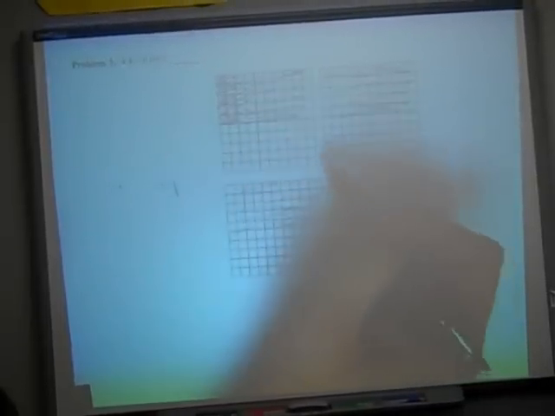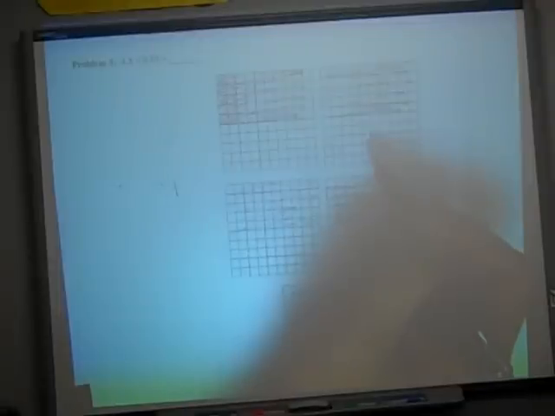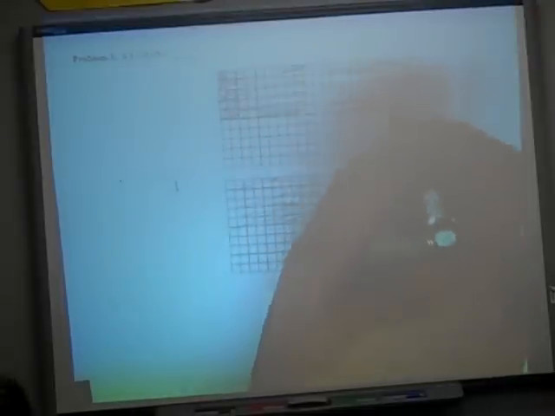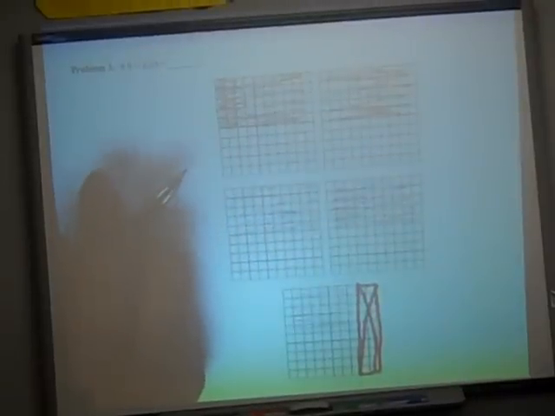1, 2, 3, 4, 5, 6, 7, 8, 9, 10, 11, 12, 13, 14, 15, 16, 17, 18, 19, 20. Four times. Or you can count it individually. 20, 40, 60, 80, and then 1, 2, 3, 4, 5, 6, 7, 8, 9, 10, 11, 12, 13, 14, 15, 16. Right? 96 groups of 5/100.